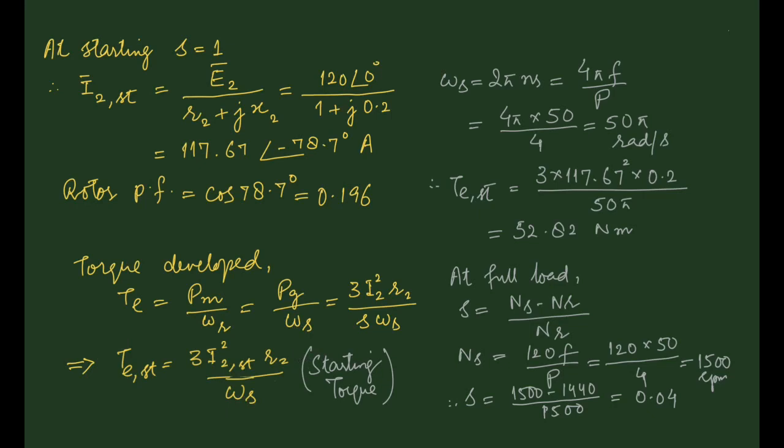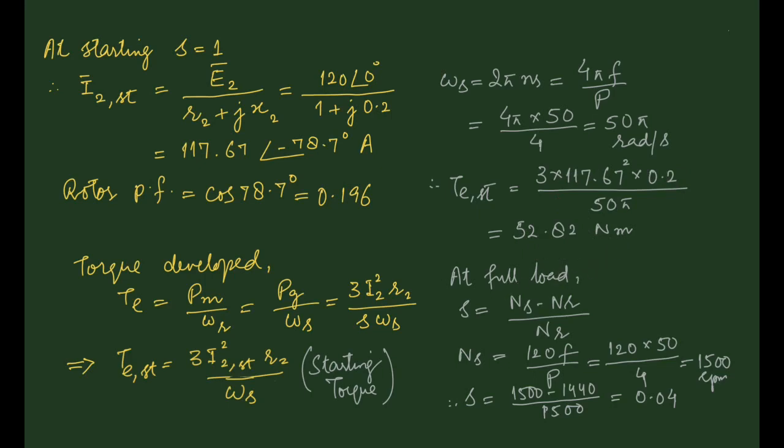And now let's first calculate the synchronous speed omega s, which is 2 pi ns, which can also be written as 4 pi f by p, which comes out to be equal to 50 pi radians per second. The starting torque therefore will be obtained by substituting the values for the different variables, which comes out to be equal to 52.82 Newton meter.